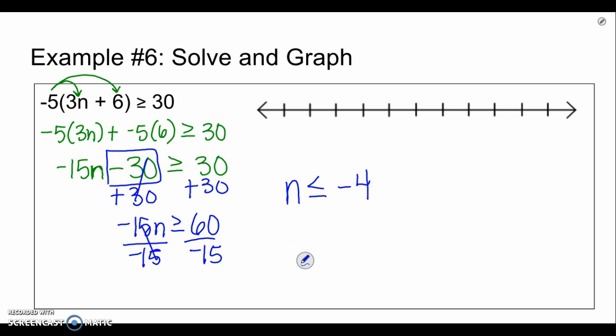So we're going to graph our solution on the number line. Again, we're going to have a closed circle on -4 because it includes -4. And this time we're going to shade to the left. So n is any number less than or equal to -4.